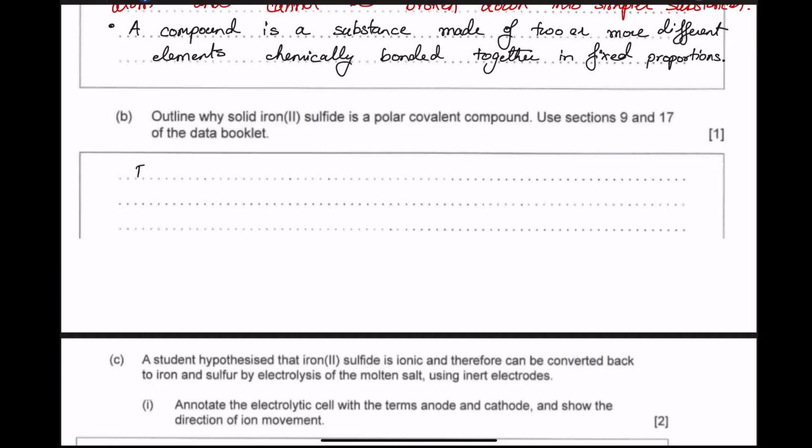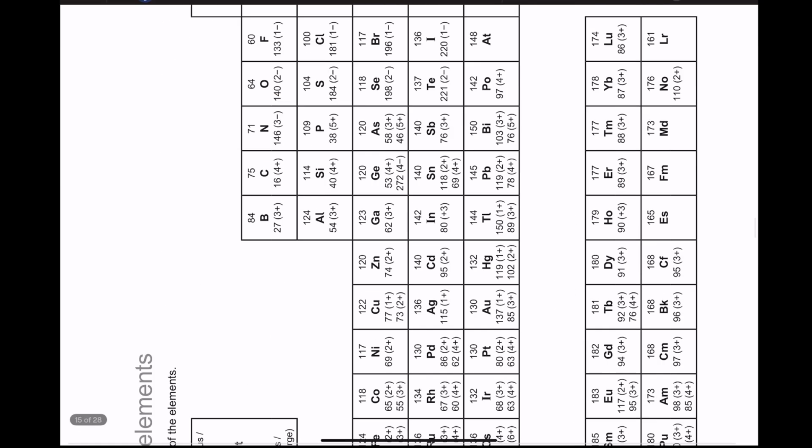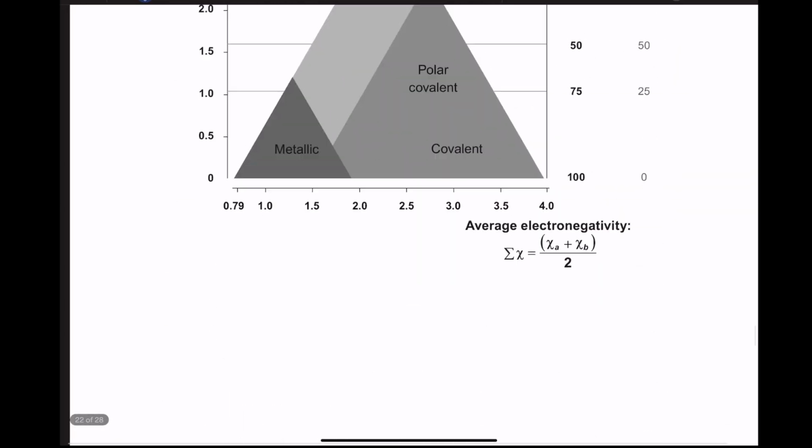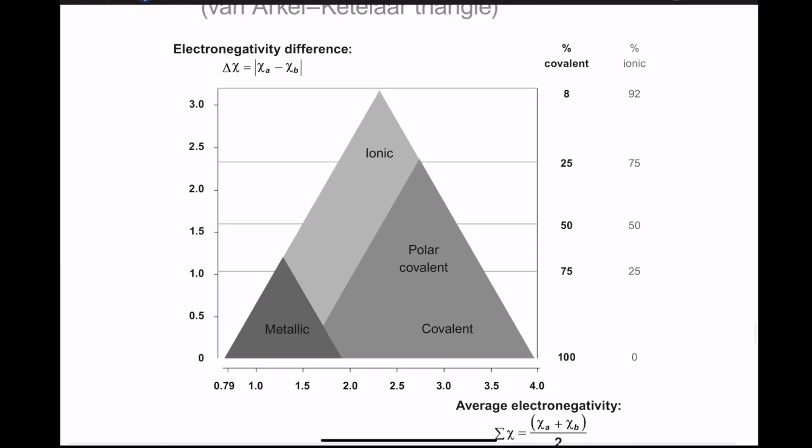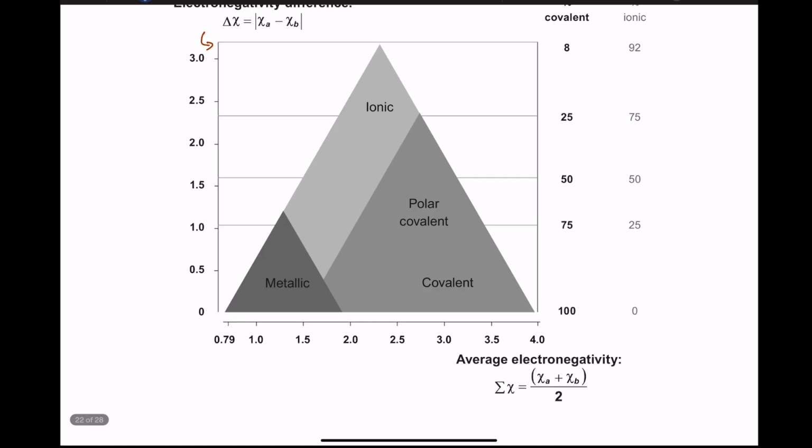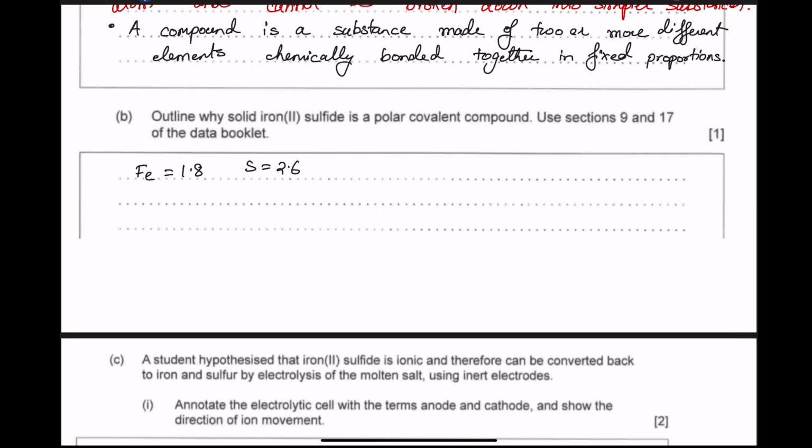So Fe is 1.8, sulfur is 2.6. Now, to check the bonding triangle, we need two things, right? Electronegativity difference, which is delta chi, is plotted on the y-axis, and average electronegativity is plotted on the x-axis. I need to find both of them. So delta chi would be mod of 1.8 minus 2.6. Mod of negative 0.8, mods eat up the negative, so the delta chi is 0.8, and then average chi, summation of chi by 2, that is 1.8 plus 2.6 by 2. This 4.4 by 2 gives you 2.2.